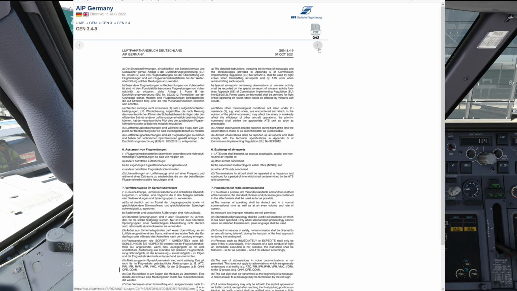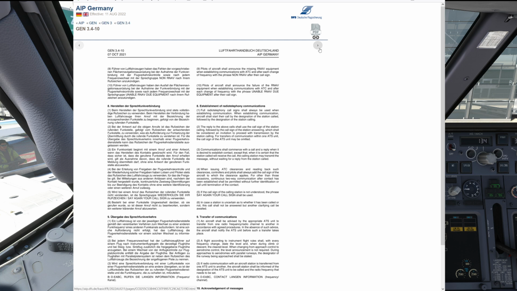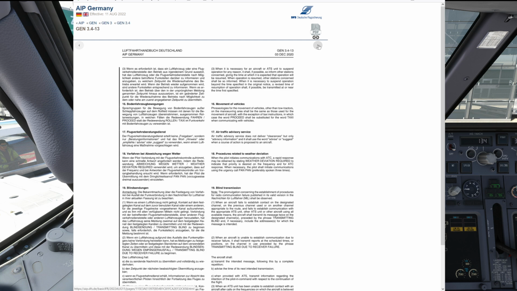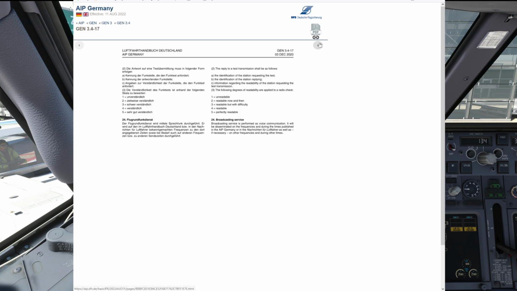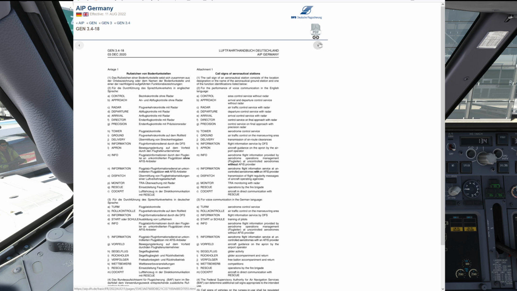So if we are clicking ourselves through the AIP over here, we are going to find a lot of useful information that you can read up one day if you start long-haul flying on VATSIM. However, the really important information that we'll have to find in here is the information about the actual phrases being used by air traffic controllers.